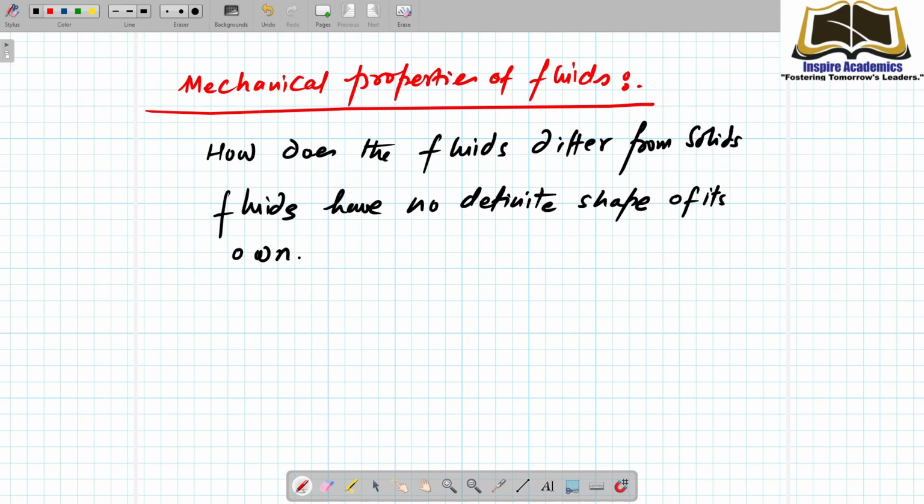Even a small shear stress can change the shape of a liquid.